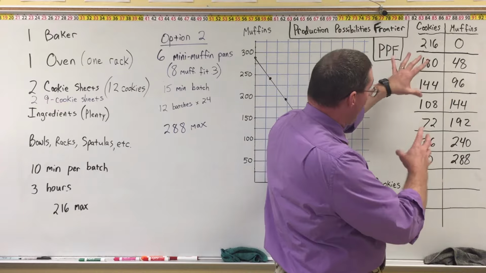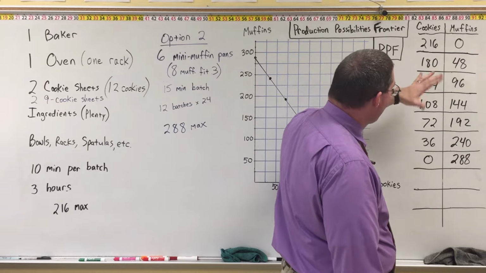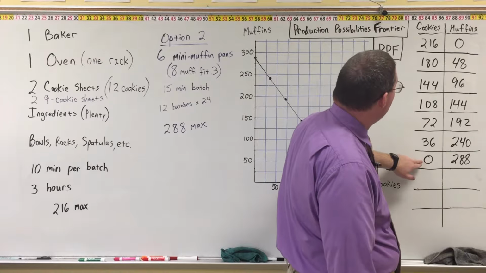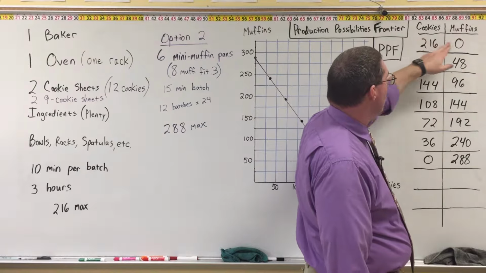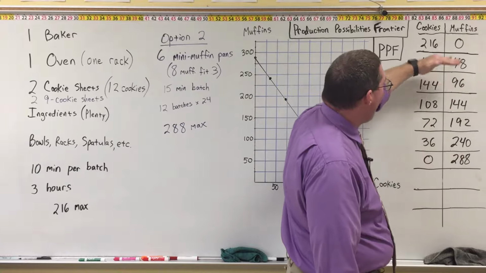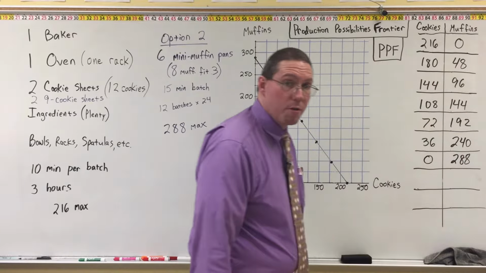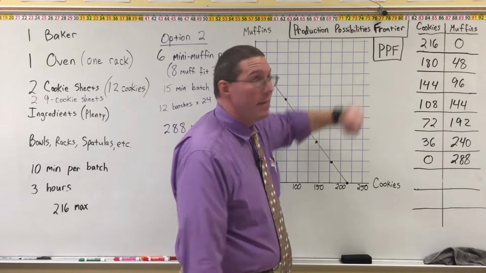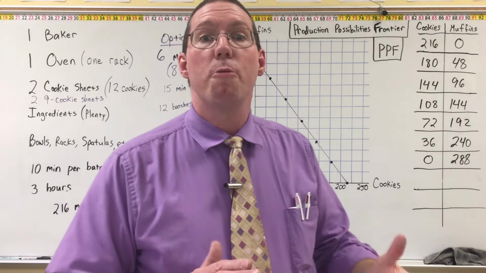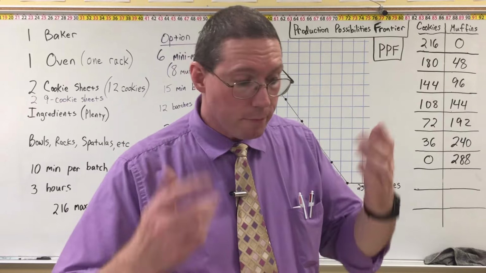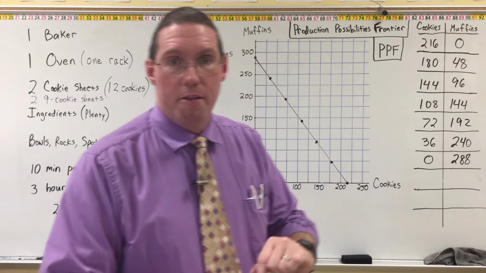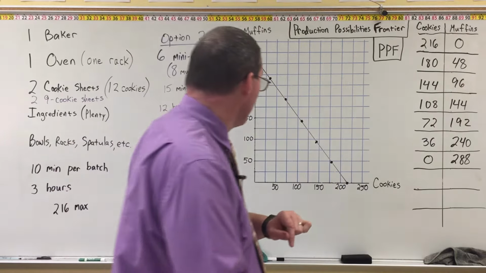And so when this baker is trying to make a decision, they may say, well, I don't want to make all muffins and no cookies, and I don't want to make all cookies and no muffins. I want to make a mix somewhere in between, so they're going to have to choose one of these other options, okay? So the idea of a PPF is the idea that we're looking at a graph that helps us understand the different mixes of possibilities of production, okay?